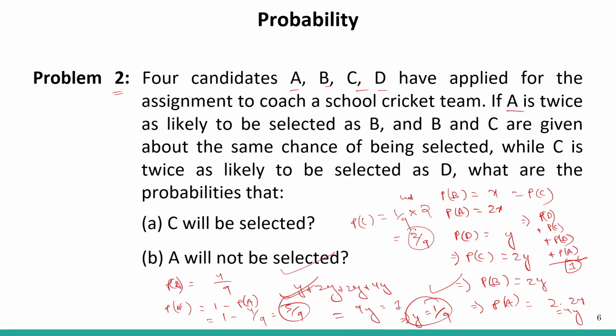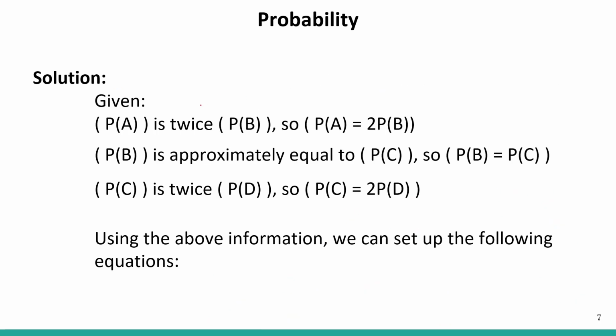So let's go forward and see the step-by-step solution. Given that probability of A is twice the probability of B, so probability of A is equal to 2 into probability of B. Probability of B is approximately equal to probability of C, so this is what we can conclude. Probability of C is twice the probability of D, so probability of C is equal to 2 into probability of D.